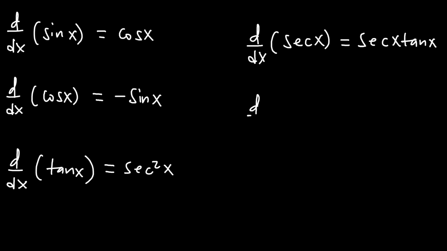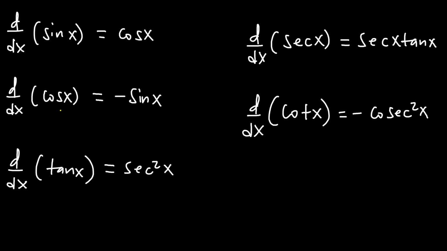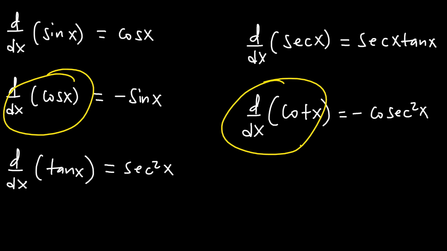Now how about when you differentiate cotangent x? This will be equal to negative cosecant squared x. Now as you can see, the functions that start with c, their derivatives are negative. So take note of that.